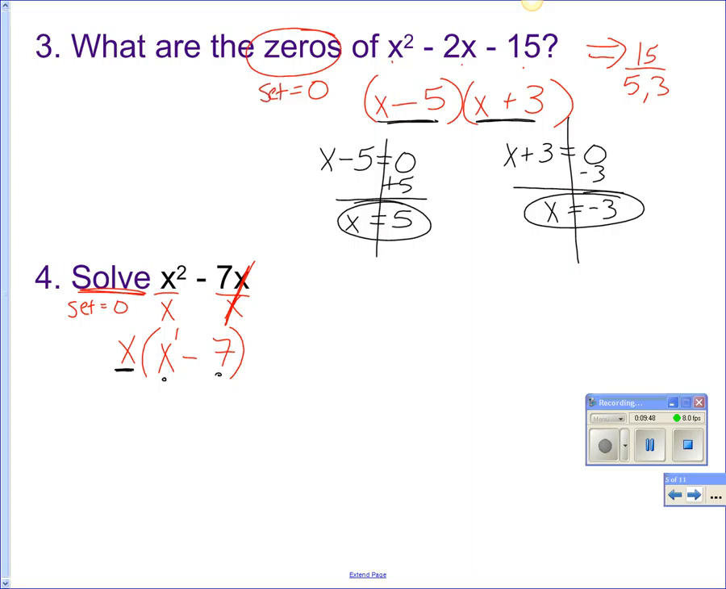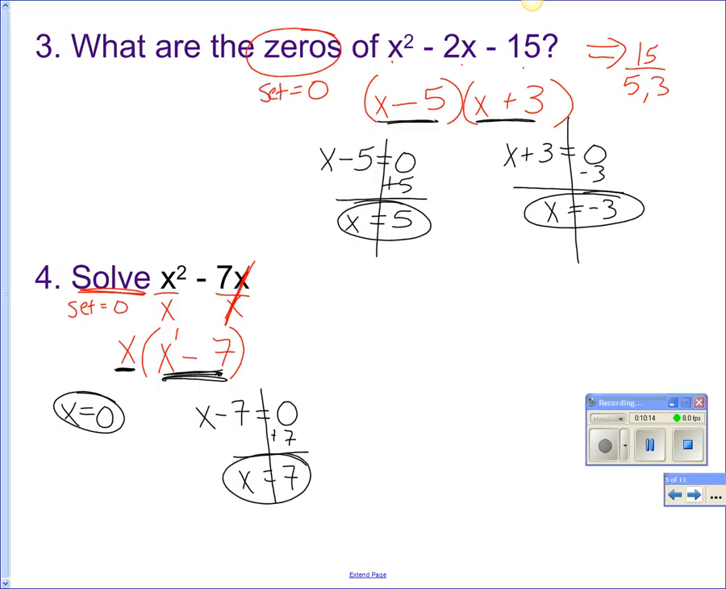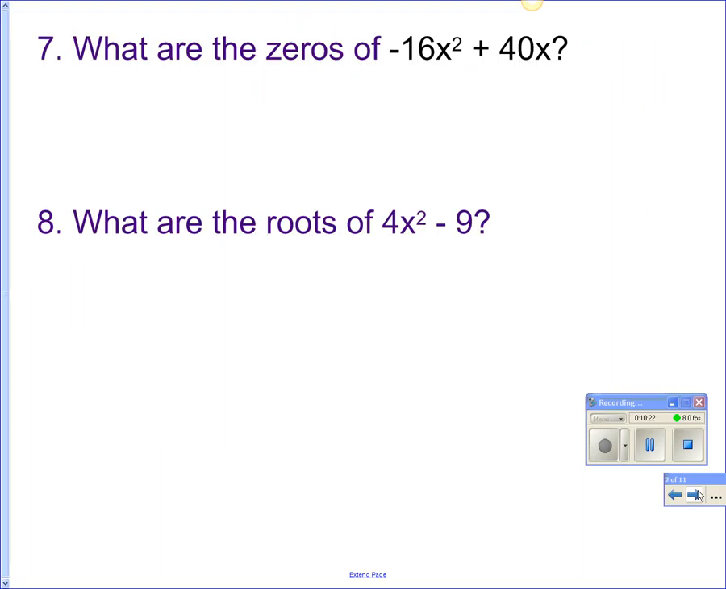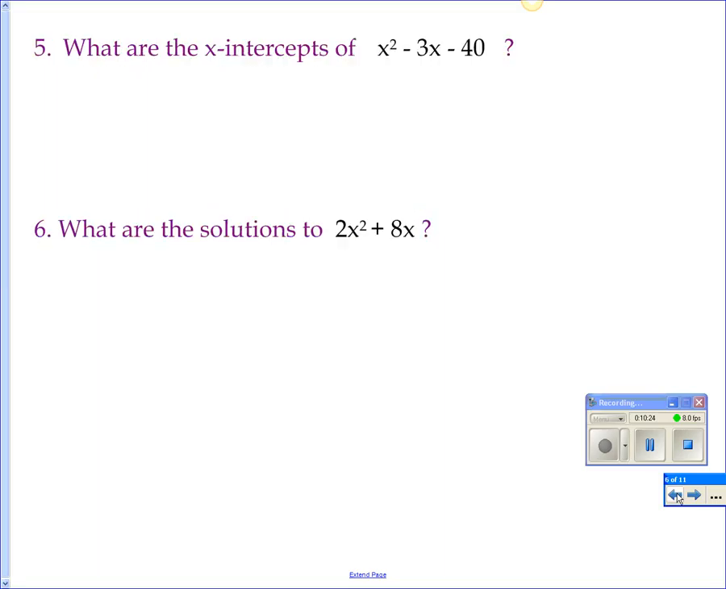So now I'm going to do x equals 0, this front part, and I'm going to do this part equal to 0. Okay? All right, the nice thing, this one's already done, so one of your answers is 0. Over here, Gracie, what do I have to do? So x equals 7. Okay. Questions? Okay.